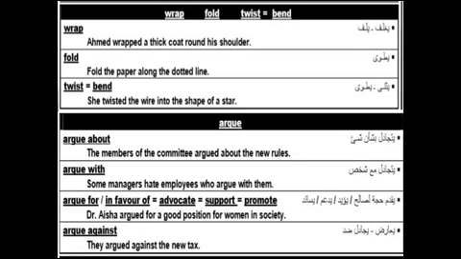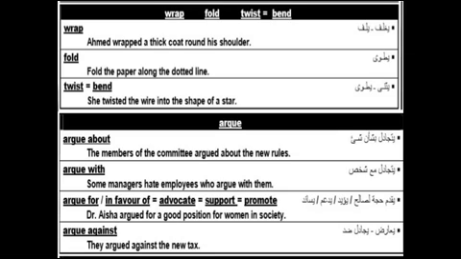What about fold? يطوي. Fold the paper along the dotted line. What about twist? اللي equal bend، يعني يلوي شيء أو يطوي شيء. Okay. Inside the sentence: she twisted the wire into the shape of a star.